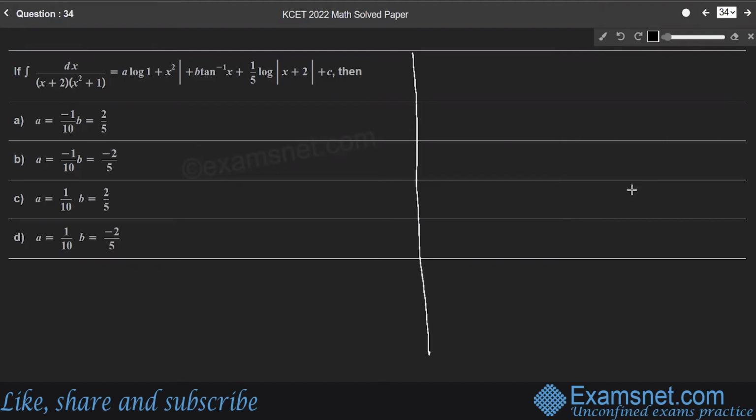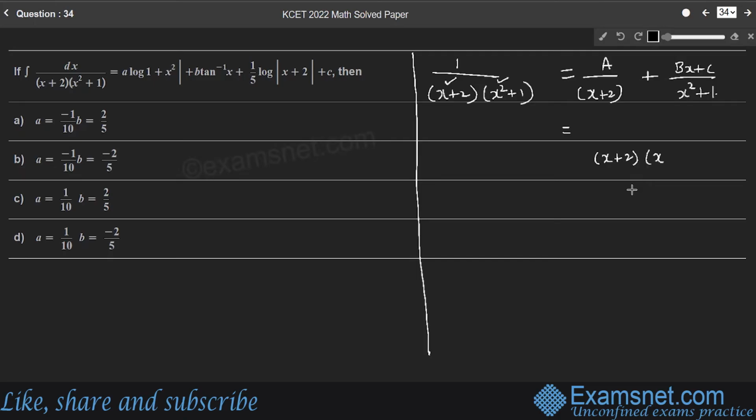The LHS is the integral of 1 by (x plus 2)(x square plus 1). We'll focus only on the partial fractions, without the integral. So 1 by (x plus 2)(x square plus 1). Decomposing into partial fractions, it is a by x plus 2, because in the denominator we have two terms: one has power 1, and the other has power 2. Therefore, a by x plus 2 plus bx plus c by x square plus 1. Now take the LCM of the denominators, x plus 2 into x square plus 1.